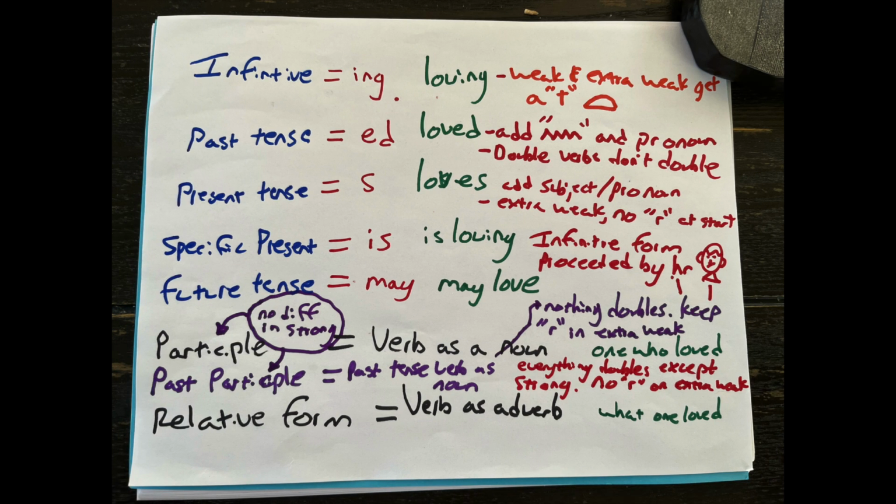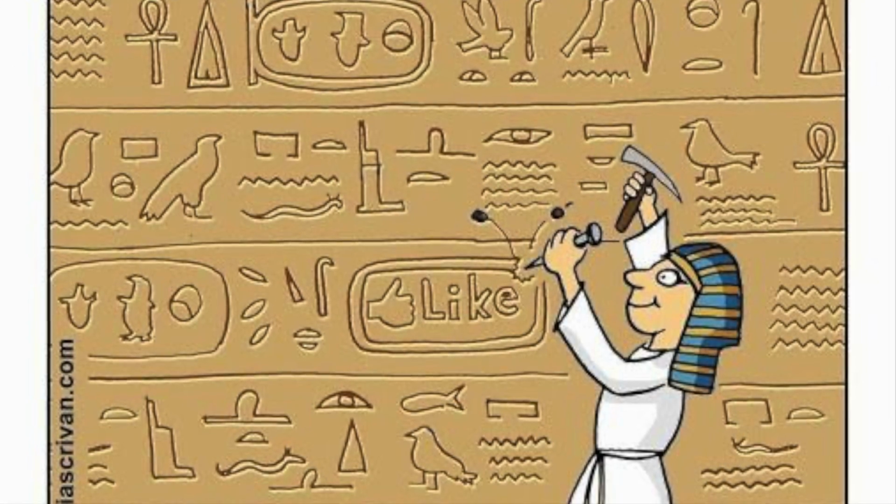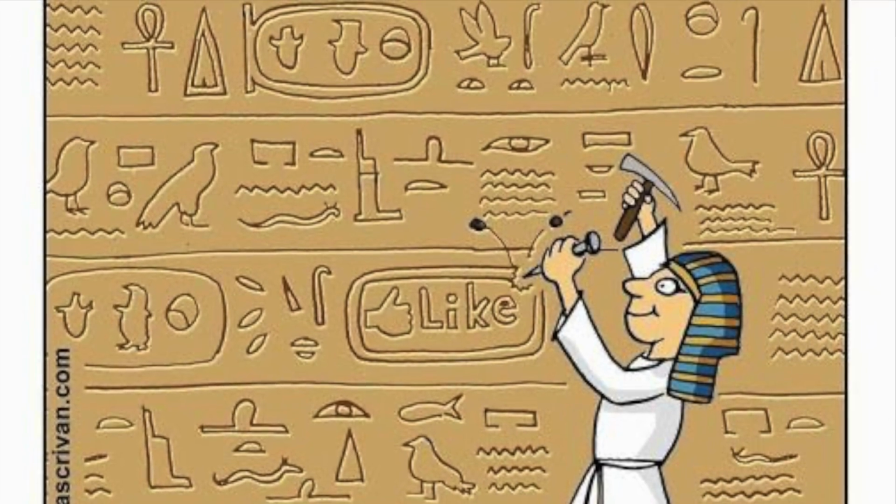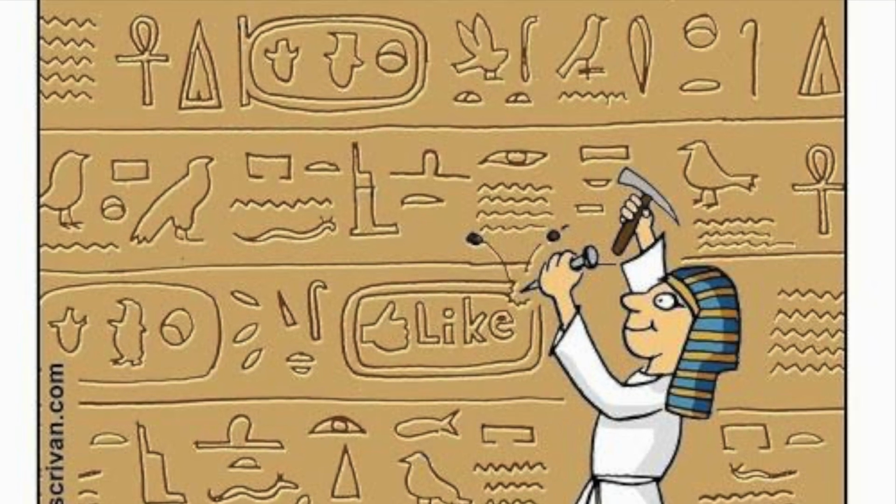And of course, I also always like to notice that participle and past participle have no difference in the strong form. So your homework is to write this sheet out. Pause this, and this should be the sheet that you're keeping to study from this week. We'll go in next week right where we left off. That's what I'm trying to say.